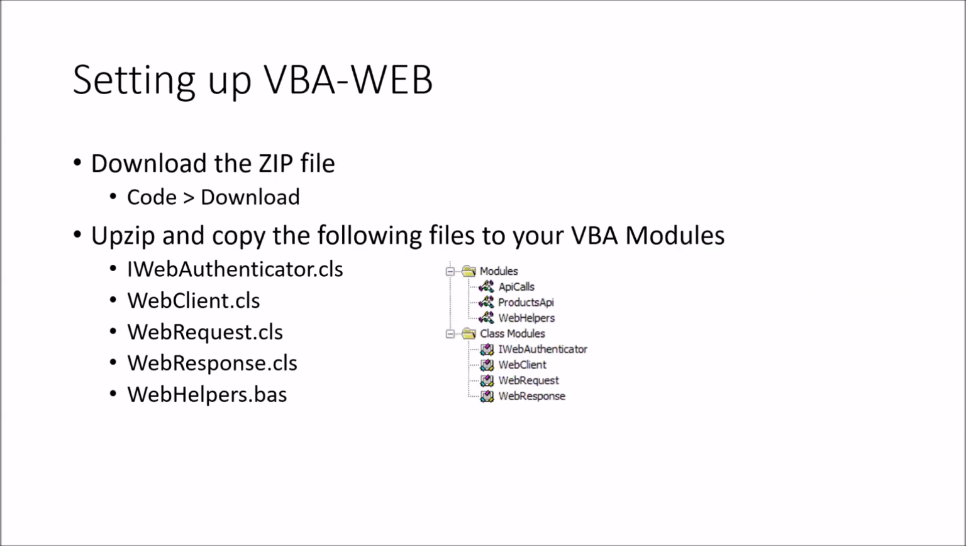So how do you set up VBA Web? You go to the site, you download the zip file, and then you put the following 5 helper classes into your VBA modules. And now I'm going to go over to Access and also to the website and show you what that looks like.